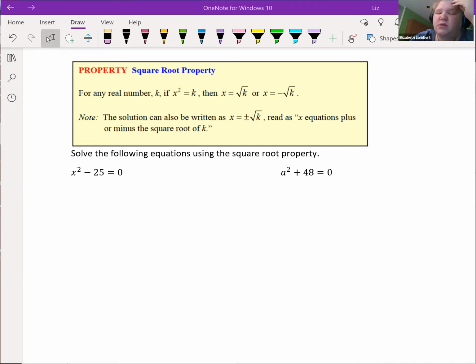I don't think that's the way it's read. Is it x equals plus or minus the square root of k?